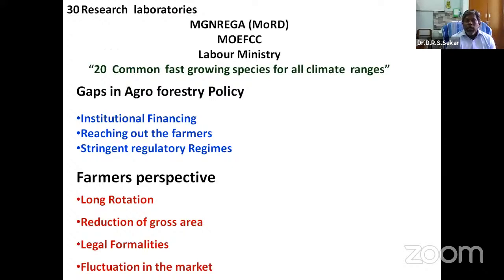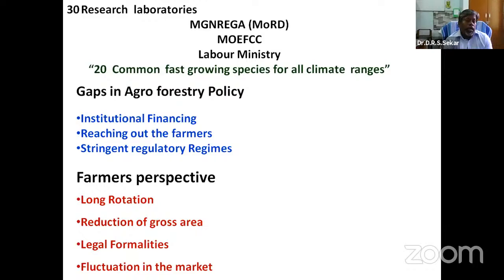Now in this program, they made around 30 research laboratories, and they tried to integrate the Mahatma Gandhi National Rural Employment Guarantee Scheme with the Ministry of Environment and Forest and Labor Ministry. Together, the allocated fund is being used for making this kind of agroforestry system in the community and public lands and making available all other related activities.